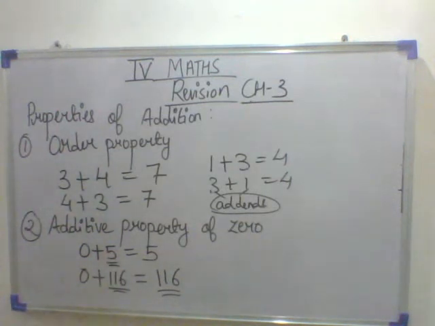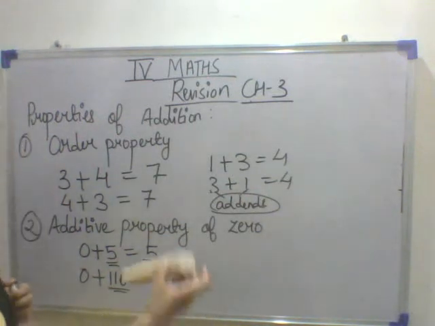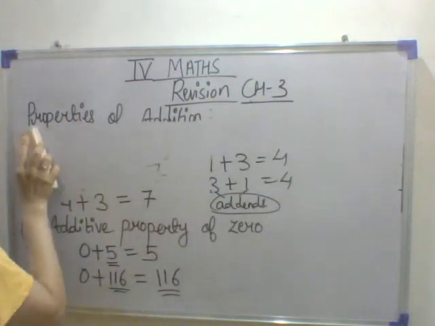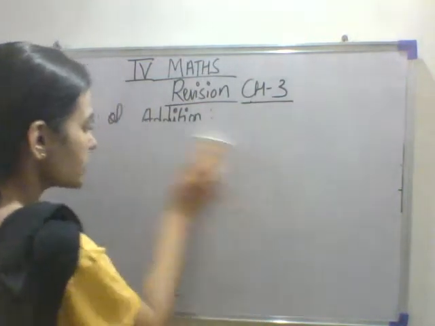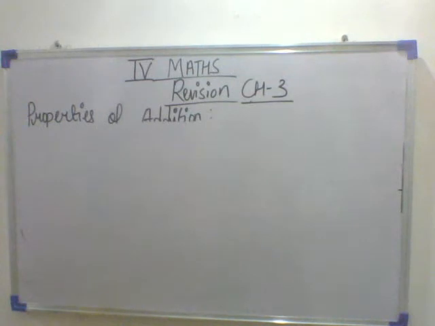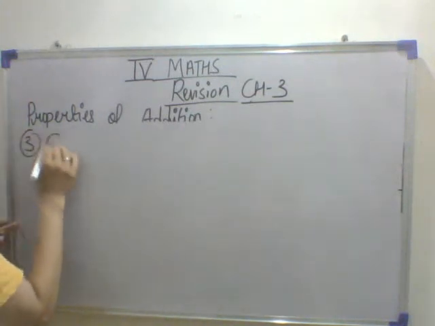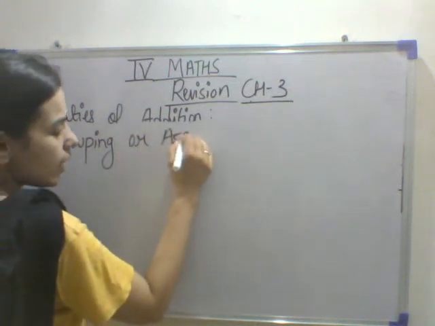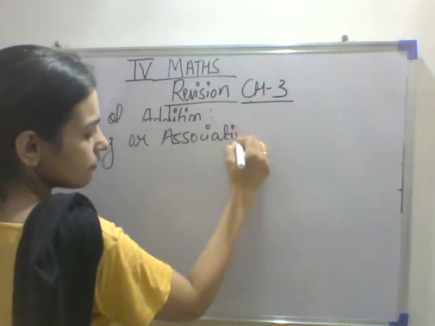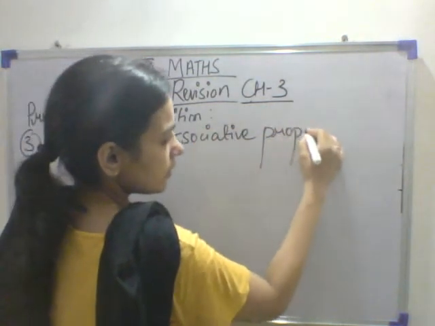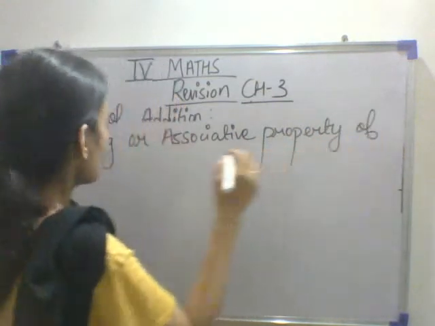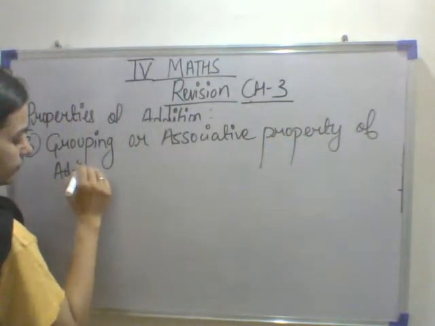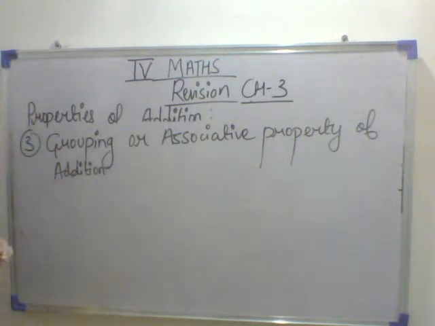The third one is the grouping or associative property of addition. Grouping or associative property of addition.